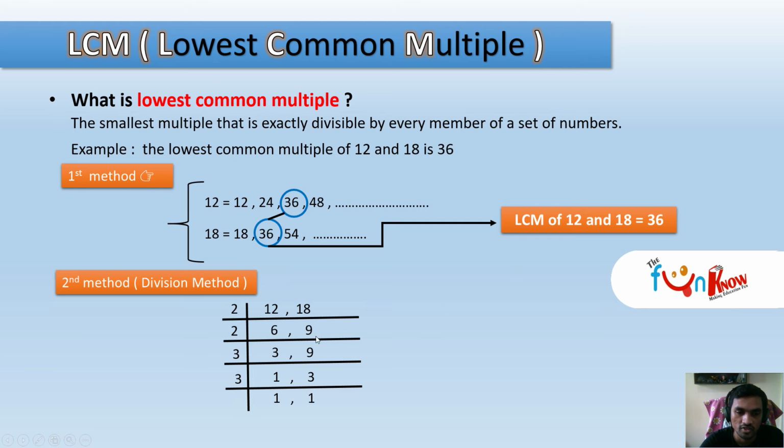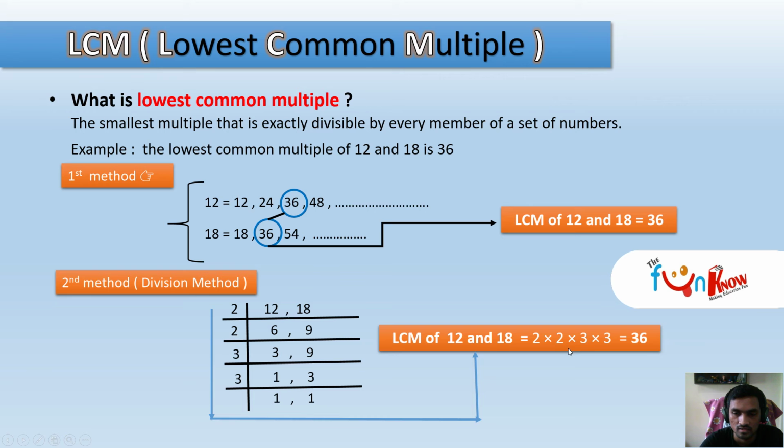Now, if you want to find the lowest common multiple, we multiply all the divisors from top to bottom: 2 multiplied by 2 multiplied by 3 multiplied by 3, and that's how we get the number 36, which is the LCM. You can see that whichever method you use, you will still get the same result.